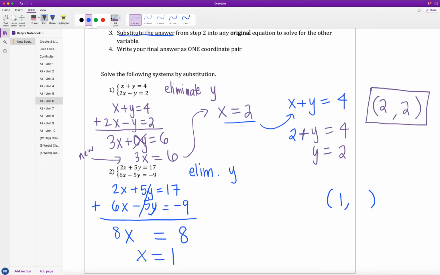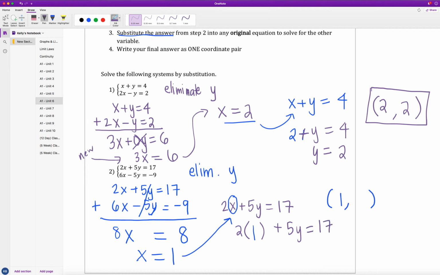Our next step from here is to pick one of the two equations that we started with and substitute in x to get our y value. It doesn't matter which one we use, I'm going to just go ahead and use the first equation. So we get 2x plus 5y equals 17, and I want to substitute in x equals 1 into this equation. So I'll sub in a 1 right there for the x. When we do that, we get 2 times our 1 plus the 5y equals 17 still.